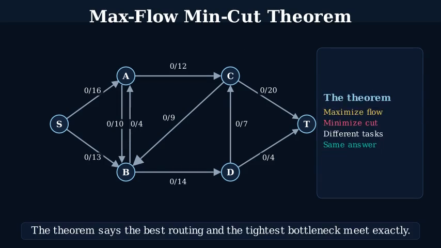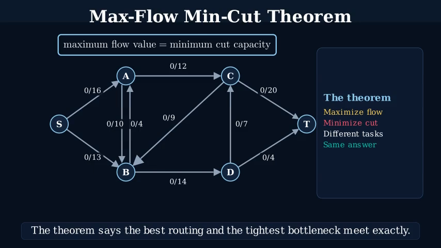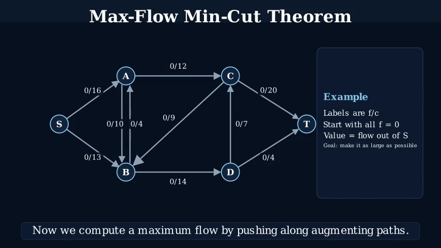The max flow min cut theorem says that this upper bound can be made perfectly tight. The largest possible flow value equals the smallest possible capacity of an S to T cut. So a routing problem and a bottleneck problem, which look different, have the same numerical answer. Let us see the theorem happen in a concrete network.